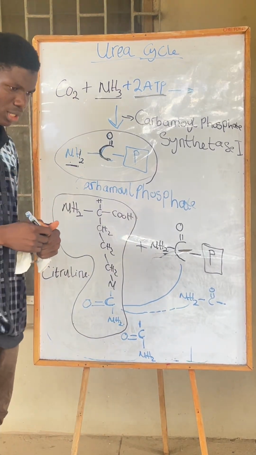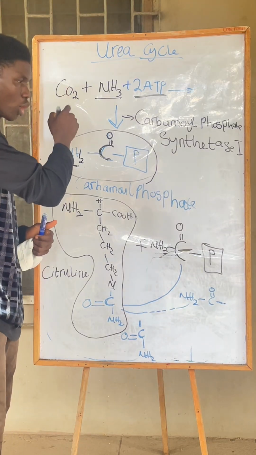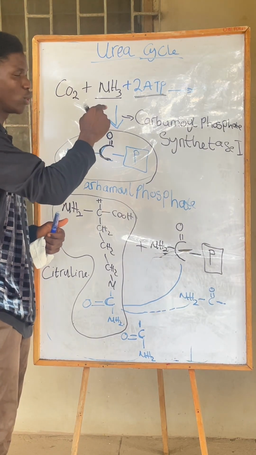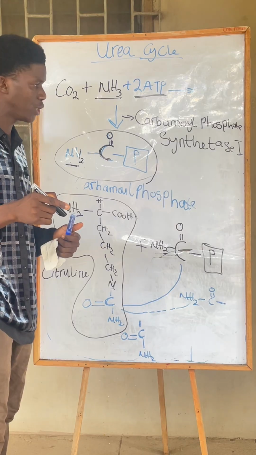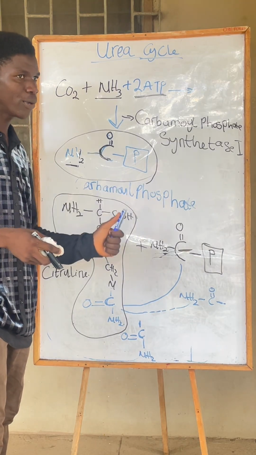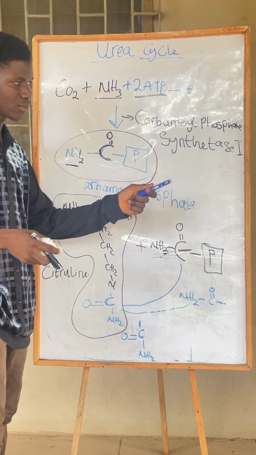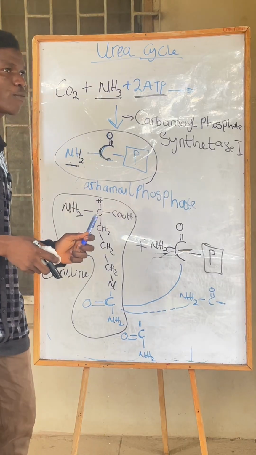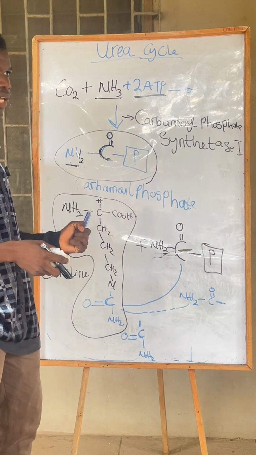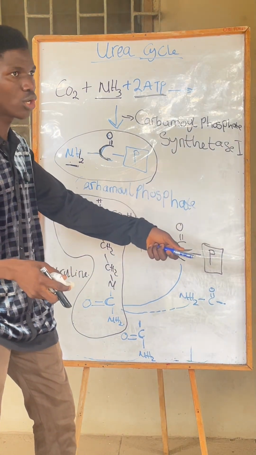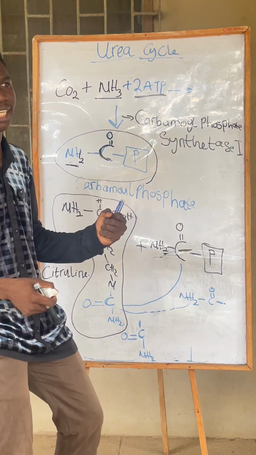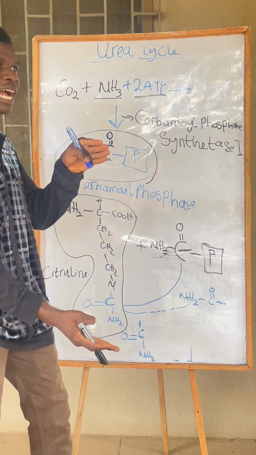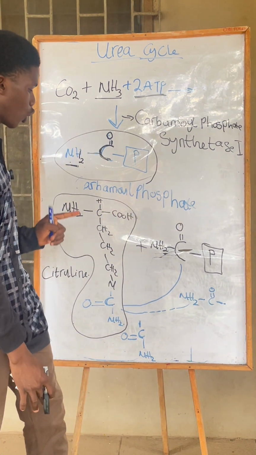How do we get to citrulline? The first thing is that your CO2 should react with ammonia using 2 molecules of ATP to give you carbamoyl phosphate. Now your carbamoyl phosphate will react with ornithine. And you understand how you got your ornithine? Your ornithine is actually gotten from your arginine by removing the lower part of the arginine, that is the urea part. So the arginine is coming.